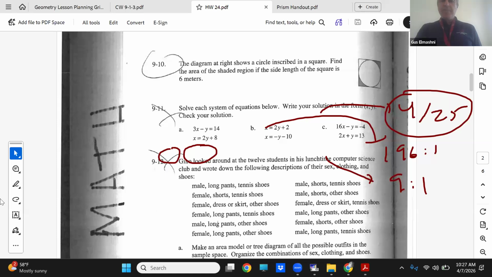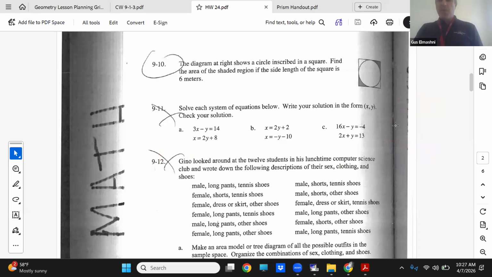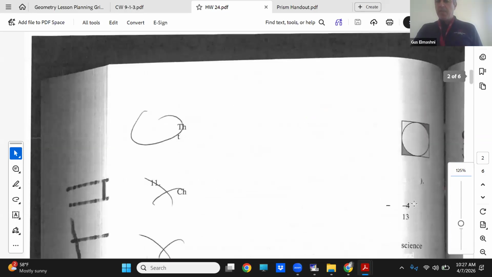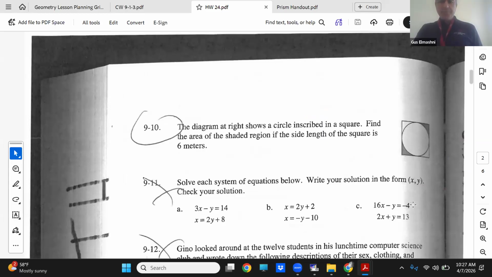Ooh, that's a good one. It's hard to tell if you're sitting way in the back, so let me zoom in a tad more. You have a circle inside of a square, and you're asked to find the area of the shaded region. Of course, you need to know some dimensions. They tell you the length of the side of the square is 6. If that's true, how long is the radius?